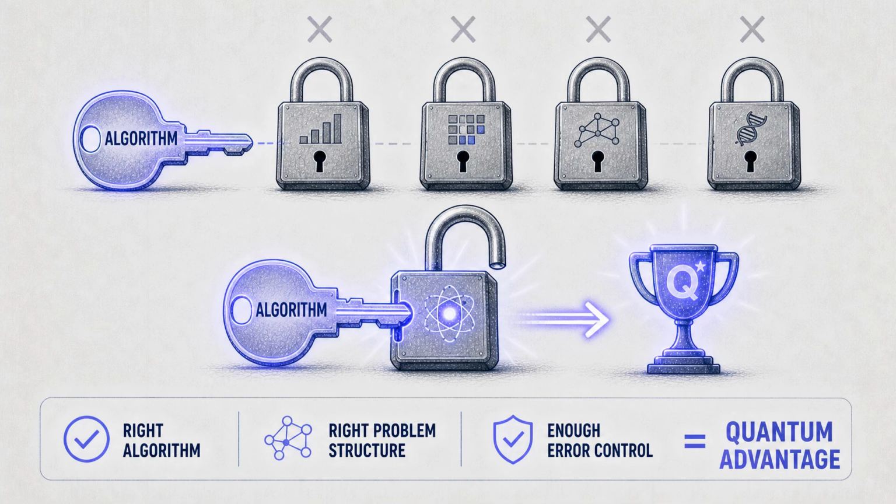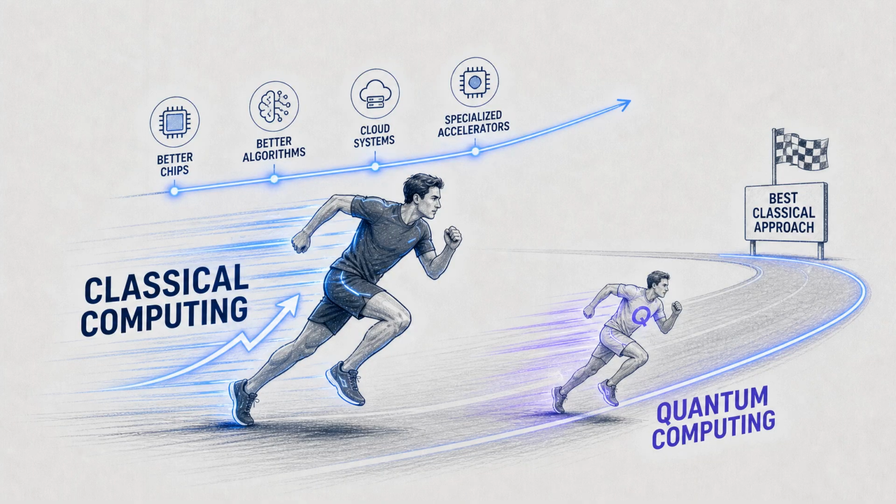Hardware alone is not enough. A quantum advantage needs the right algorithm, the right problem structure, and enough error control. If the problem does not match quantum strengths, a quantum computer may be slower, noisier, and more expensive than a classical one. Another reason to be careful is that classical computing does not stand still. Better chips, better algorithms, cloud systems, and specialized accelerators keep raising the bar. To be useful, a quantum approach must beat the best classical approach, not a weak comparison.